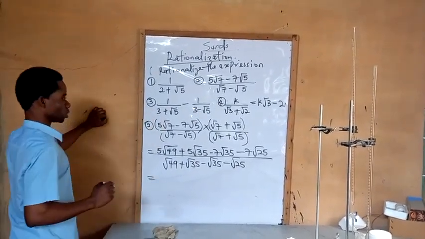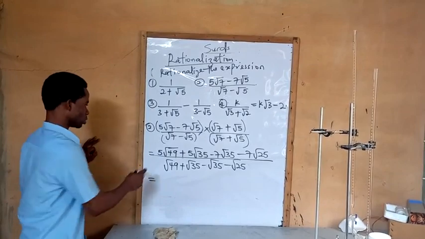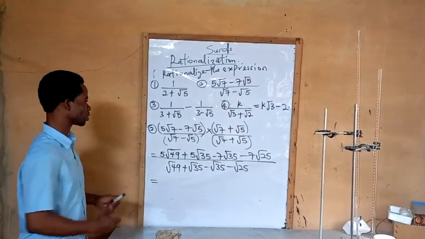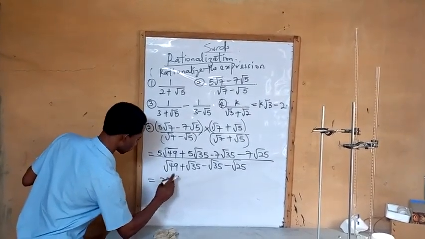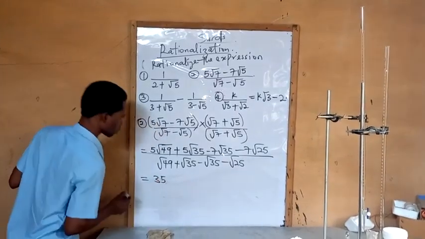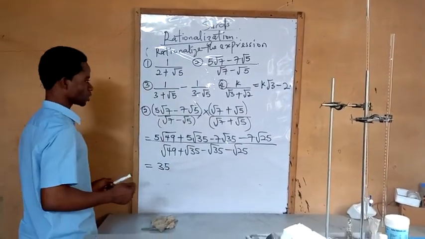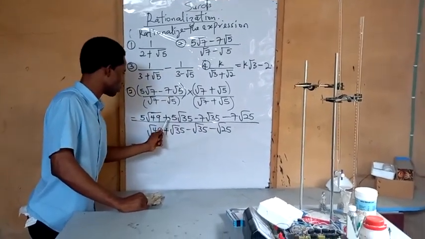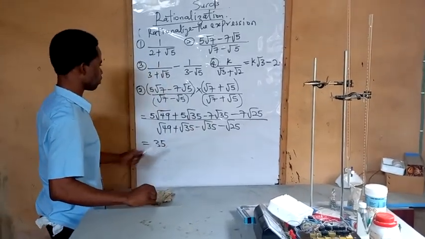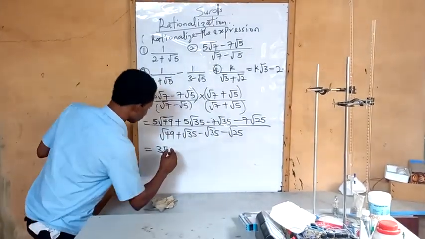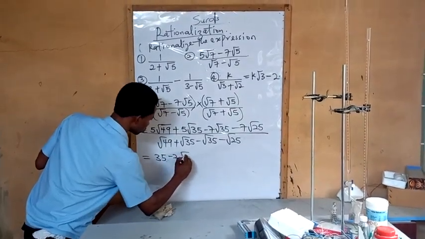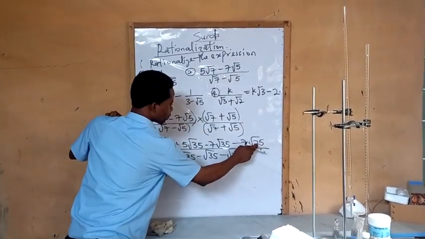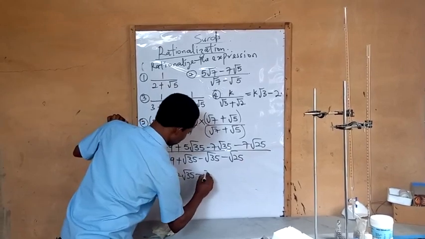Now when you take a look at this, what is root 49? Root 49 is 7, and 7 times 5 is 35. And can you see that these have the same root? 35, 35. So I can just say plus 5 minus 7, that is minus 2 root 35. Minus, root 25 is 5, 5 times 7, 35. Minus 35.